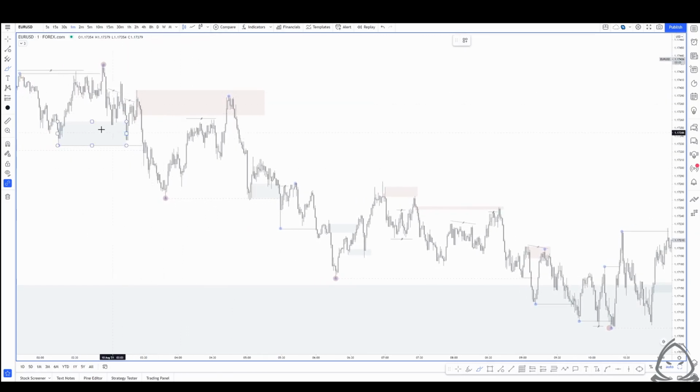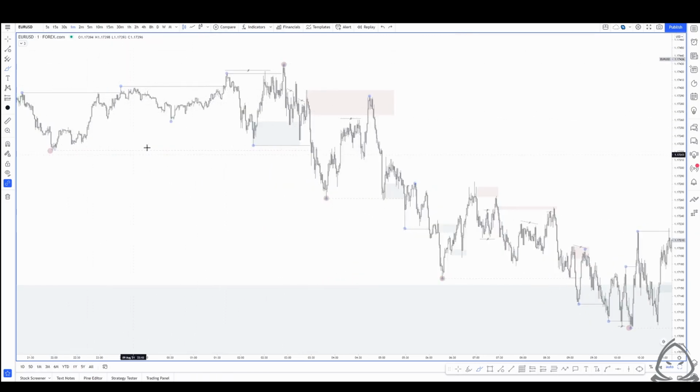So we'll just start in this area right here. So what we can see, if we're just looking at this, we're in an uptrend. We start to break to the downside on the 1 minute chart.